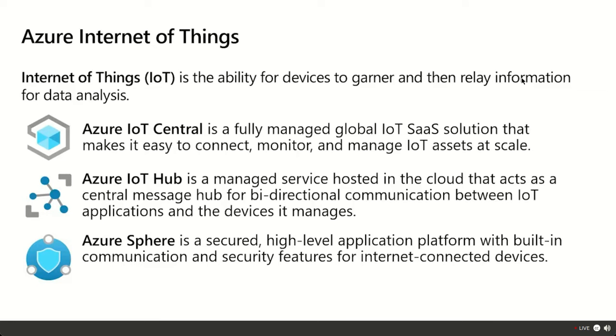So you can bring your connected products and devices faster to market while staying focused on your customers. And then we have IoT Hub, a central message hub for bi-directional communication between your IoT applications and the devices it manages. Use IoT Hub to build IoT solutions with reliable and secure communications between millions of IoT devices and a cloud-hosted solution backend. You can connect virtually any device to your IoT Hub, and it handles massive amounts of data.